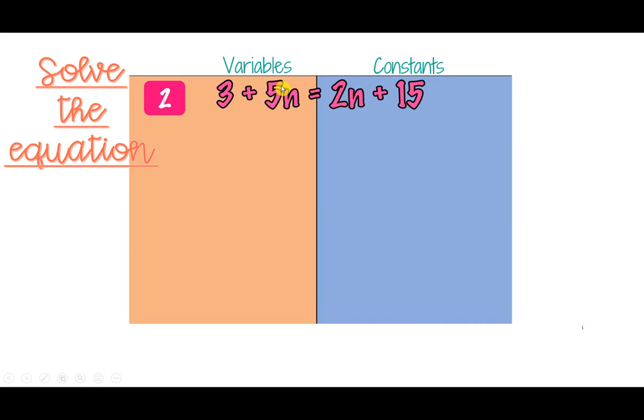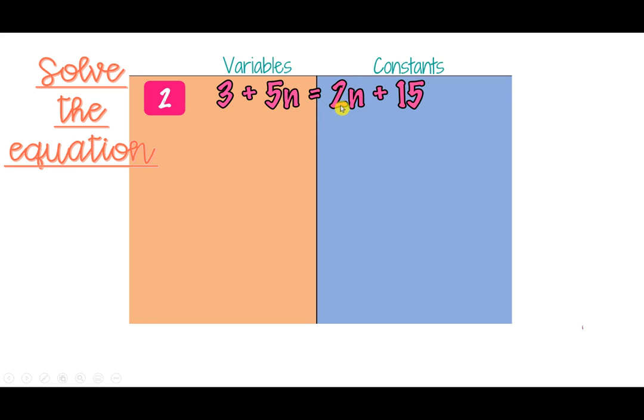All right, 3 plus 5n is equal to 2n plus 15. Again, I want my variables on one side of the equation and my constants on the other side. So since I want my variables on the orange side, that means I need to move this 2n that's on my constant side. How do I do it?